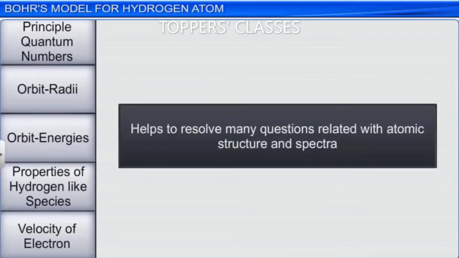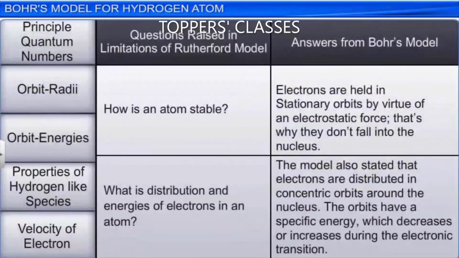Although Bohr's theory is not based on modern quantum mechanics, it helps to resolve many questions related to atomic structure and spectra. For example, it provides an explanation for the main limitation of Rutherford's model, the stability of an atom. According to Bohr's model, electrons are held in stationary orbits by virtue of an electrostatic force. That's why they don't fall into the nucleus.